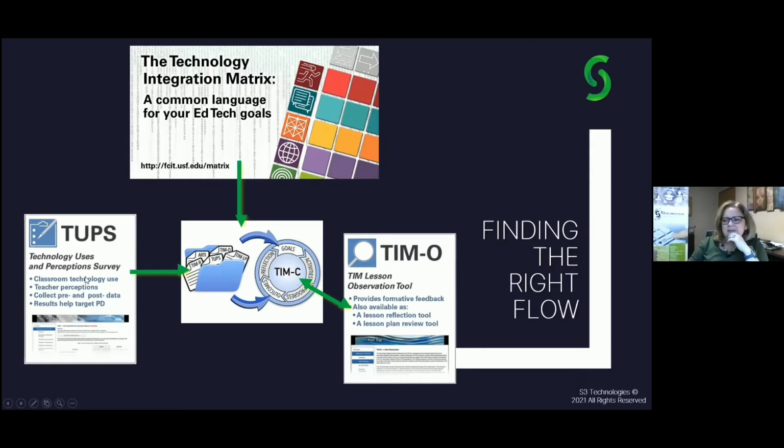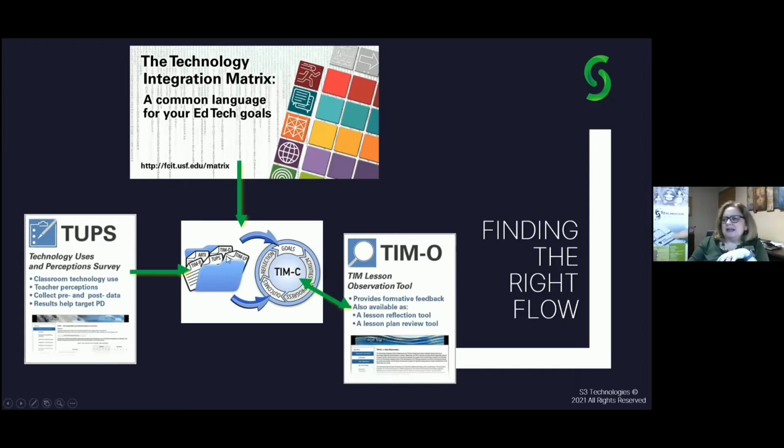So what I'm going to talk about today is how we use the TUPS, the Technology Uses and Perception Survey. We give that once a year at the end of the year. And we compare those results with the previous year. So we use it, and I'll show you in a minute what we use it for, but we use it for comparison to the previous year's data, but then also to help us goal set for the next year.